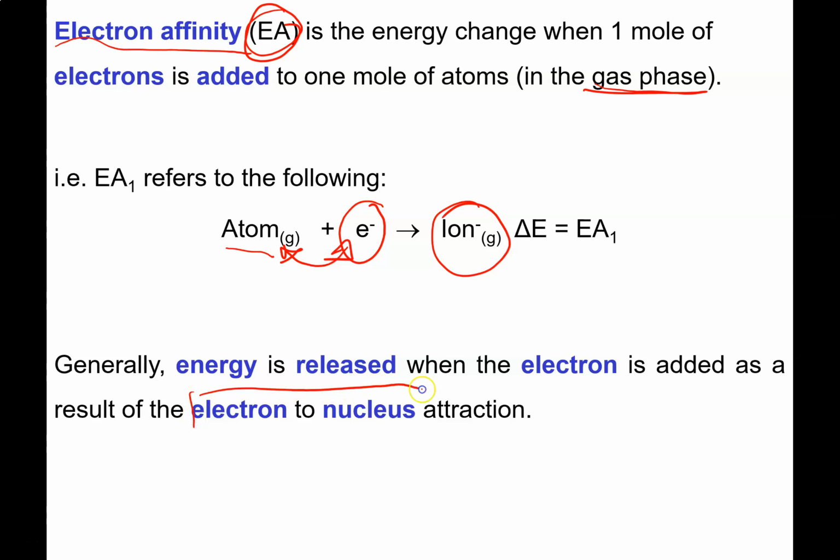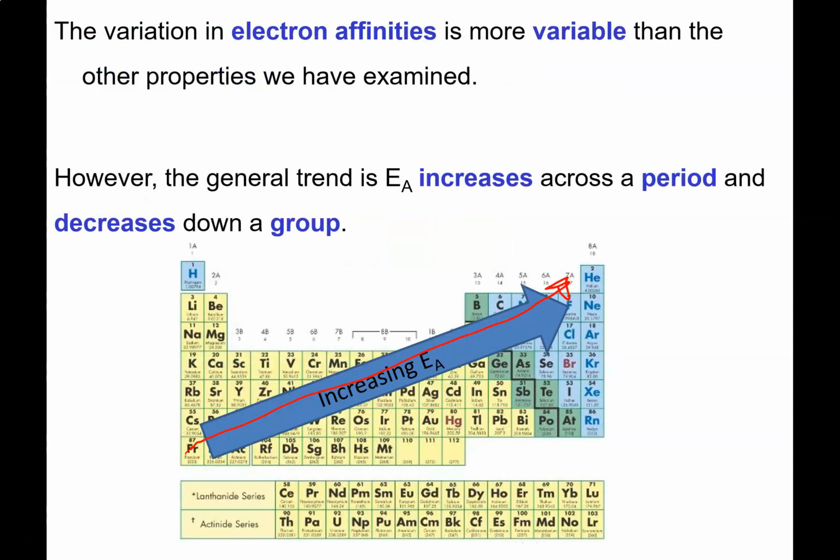Why does the electron stick? It's the result of the attraction of the electron to the nucleus. Again, we can do the same numbering. Adding the first electron is called EA1. Adding the second electron would be EA2. Now, the pattern of electron affinities is more variable than either atomic size or ionization energy, but the general trend is that it increases from the bottom left of the periodic table towards the top right. So it's on the same arrow that the other periodic properties are on.